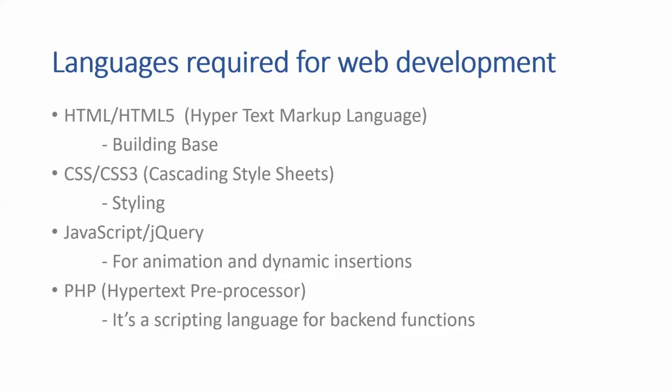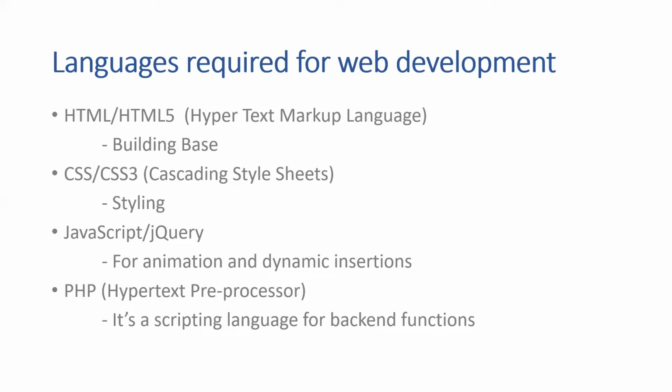The next thing that we need to learn is JavaScript or jQuery. jQuery is an advanced version of JavaScript, which is used for animation and dynamic insertion purposes. And the very last thing we will learn here is PHP, which stands for Hypertext Preprocessor. It is a scripting language, and it helps in database management and other backend functions that we are going to learn in the later phase of this course.